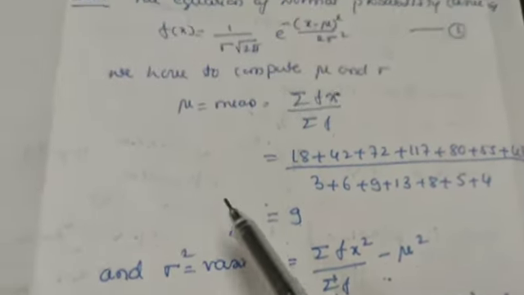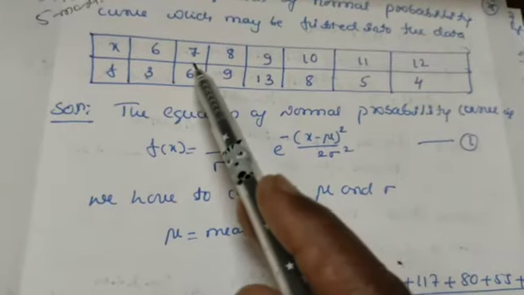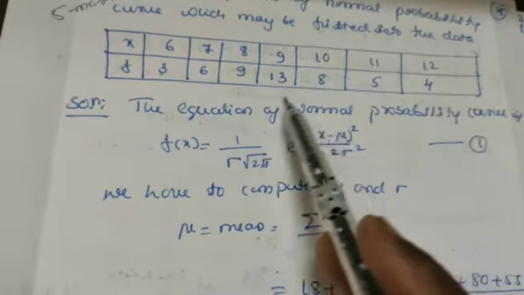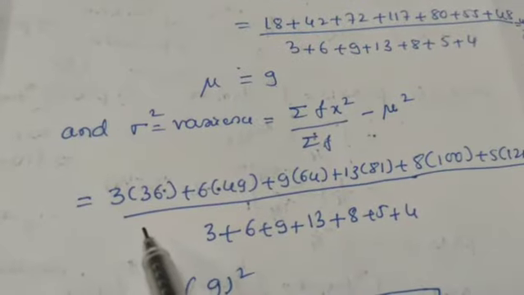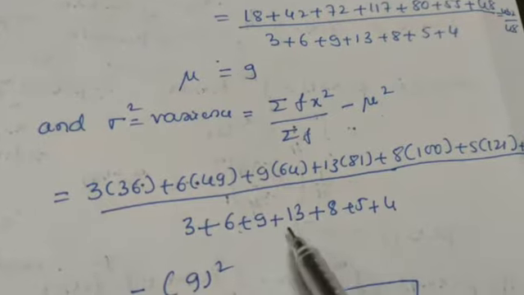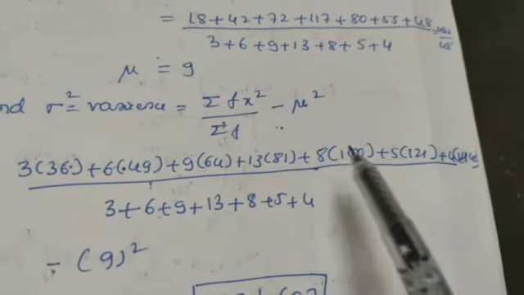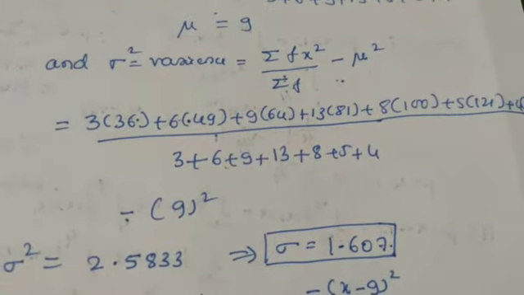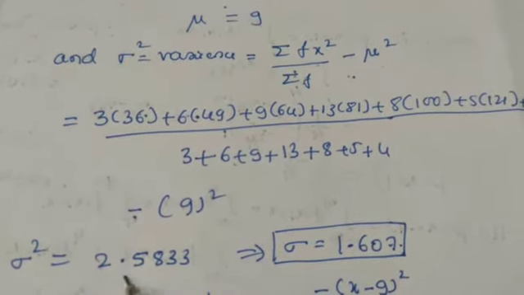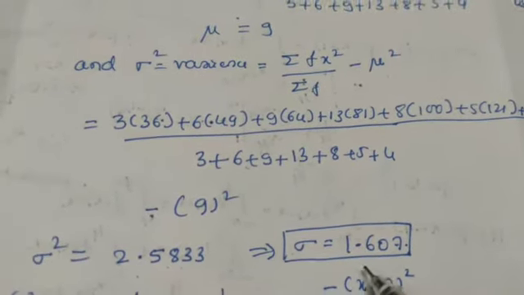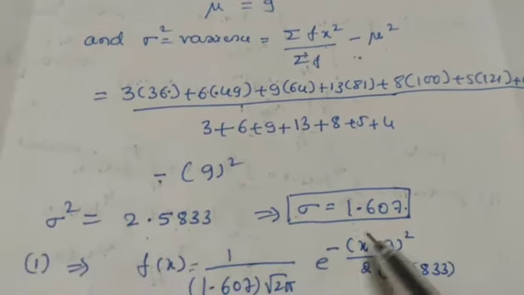Plus next, again the same thing here, 6 into 7 square, and from all the values we can get this variance as like this, divided by sigma f, again add all the terms of f here, then minus mu square. Here mu is equal to 9, so we do minus 9 square. So we will get sigma square is equal to 2.5833, and sigma equals the square root of this, you will get 1.609.